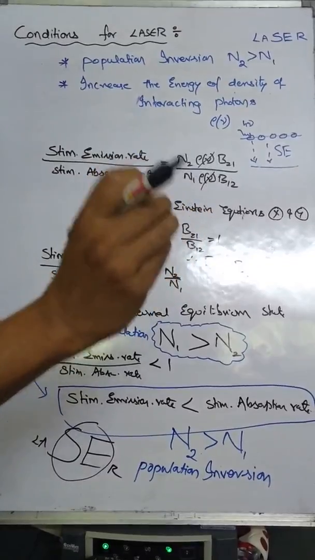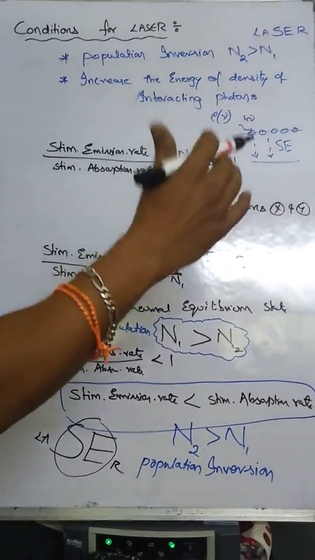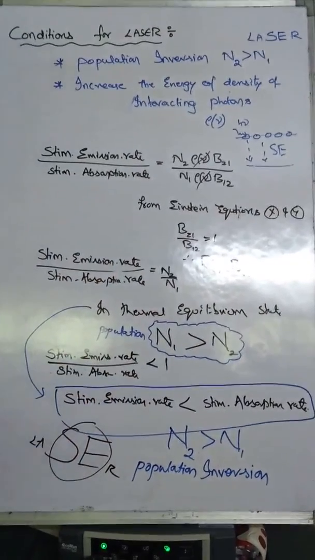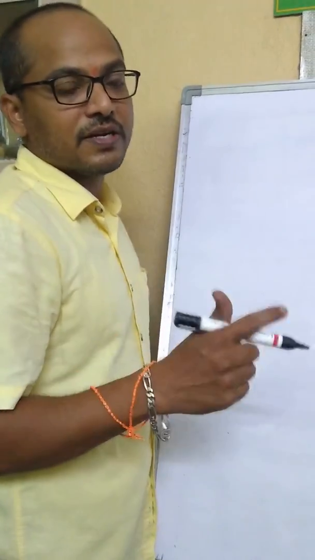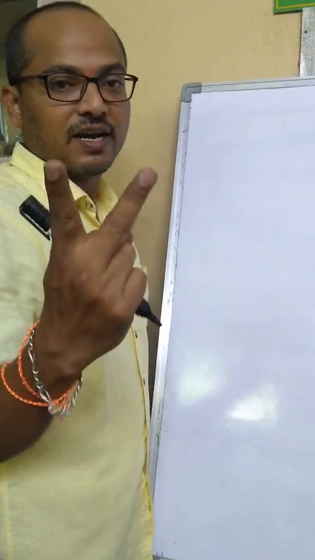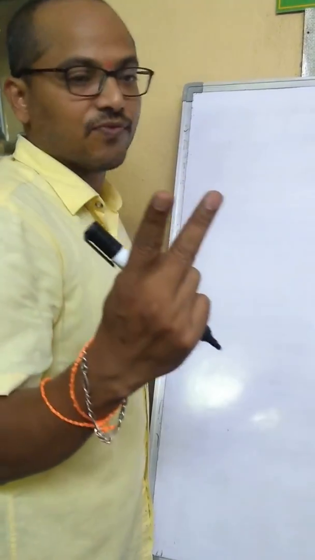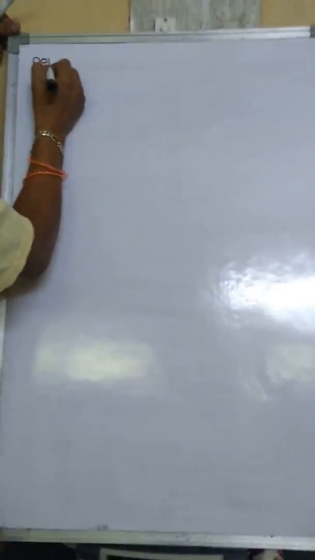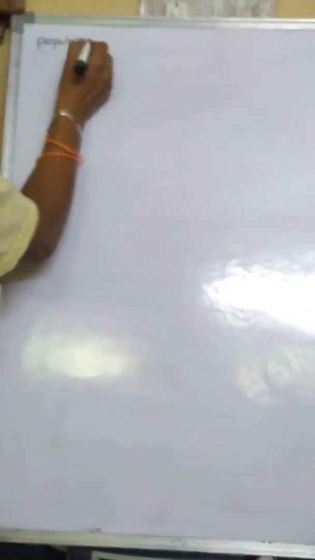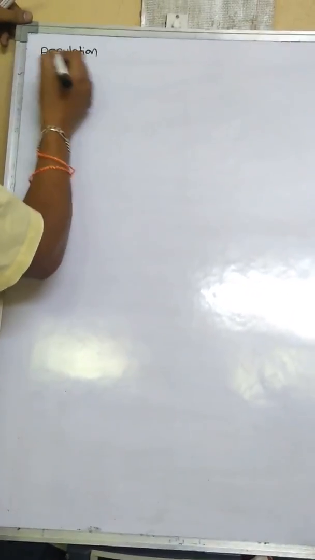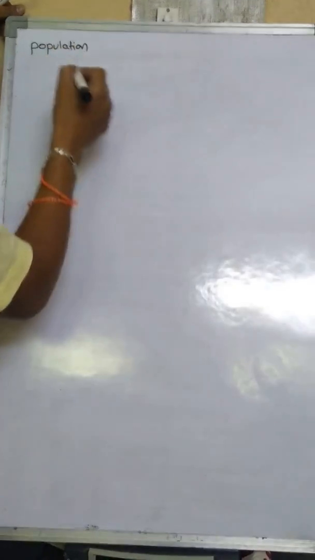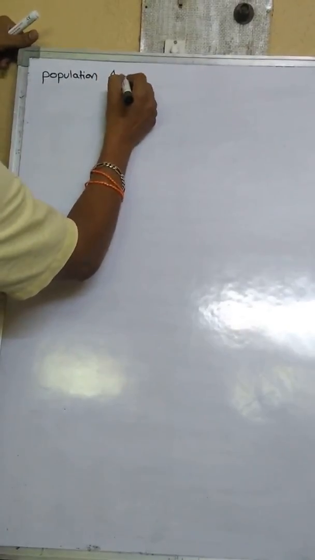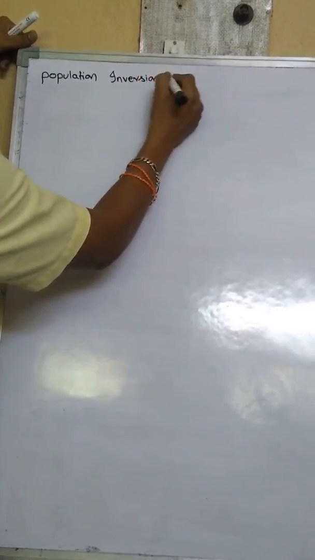The output of the laser will be very efficient, and can be used for many applications in science and technology. The conditions for a laser are two: population inversion and increasing the energy of the stimulating or interacting photons. Now we will discuss what population inversion is. A new term, population, is introduced. Population here means the number of atoms.